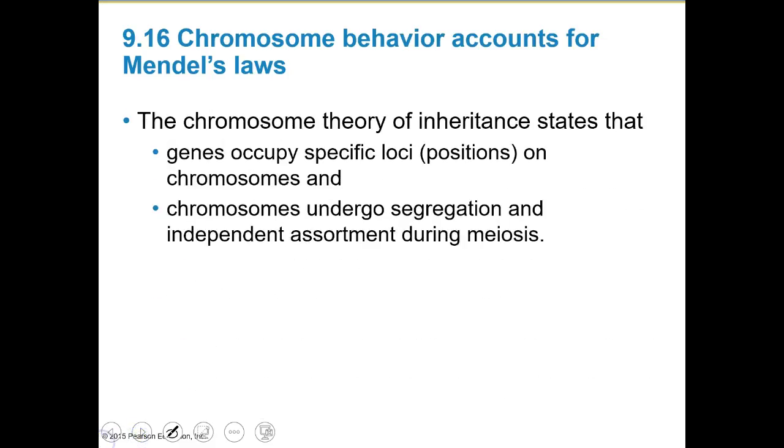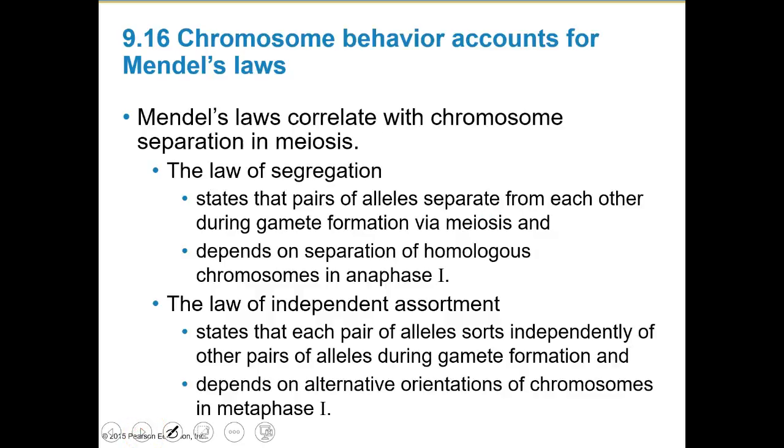So the chromosome theory of inheritance states that genes occupy specific loci, or positions, on a chromosome. So chromosomes undergo segregation and independent assortment during meiosis. Okay, so we do those. Mendel's laws correlate with chromosome separation in meiosis.